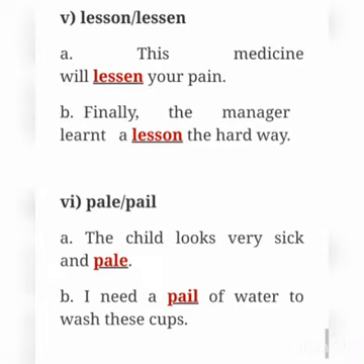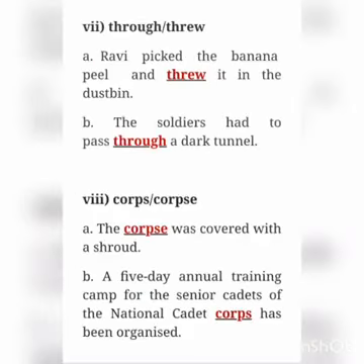6. Pale, pail. The child looks very sick and pale. PALE. I need a pail of water to wash these cups. PAIL. 7. Throw, through. Ravi picked the banana peel and threw it in the dustbin. THREW. The soldiers had to pass through a dark tunnel. THROUGH.